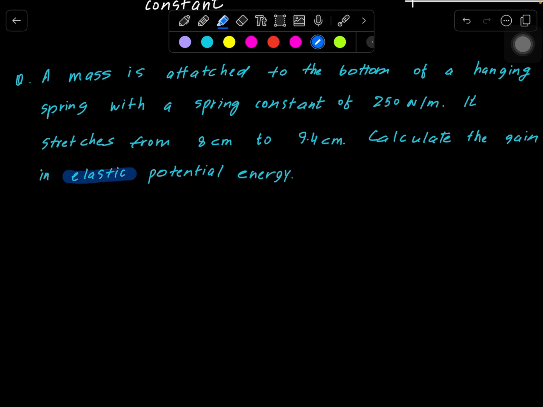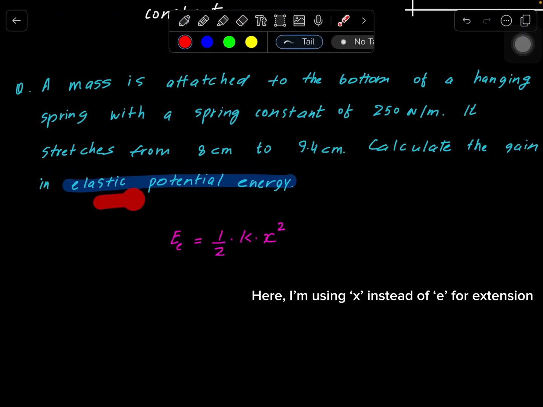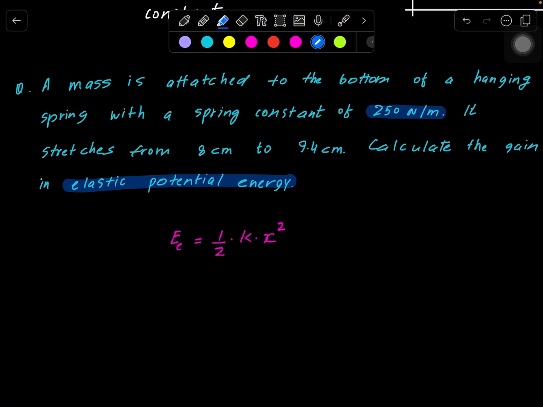First of all, highlight what the question is asking you and write down the formula of that term. So elastic potential energy is half k e squared. e is simply your extension. You are required to find the elastic potential energy. Your spring constant is over here, and your extension now. So it stretches from 8 centimeters to 9.4 centimeters.